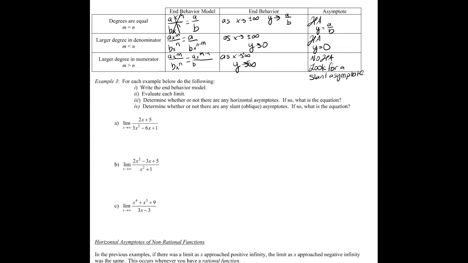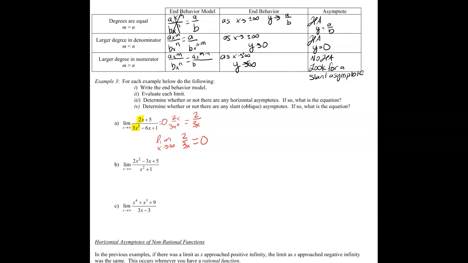Alright, so in end behavior models, all that we care about are my lead terms. So all that I really care about is 2x over 3x squared. One of these x's is going to cancel out, leaving me with just 2 over 3x. And then I see, as I plug in bigger and bigger numbers for x, my denominator is going to grow faster, so that would be 0. So therefore, the limit of this whole thing is also 0.